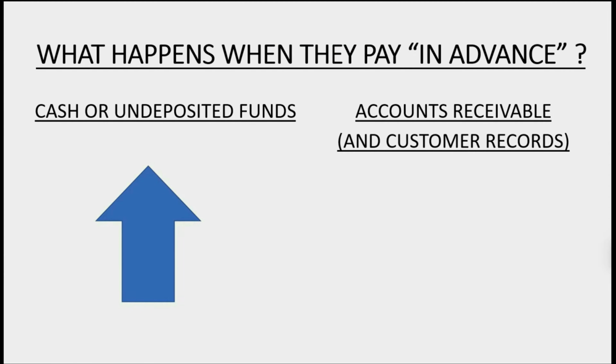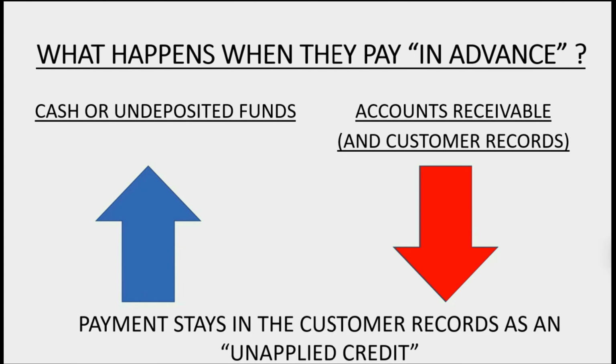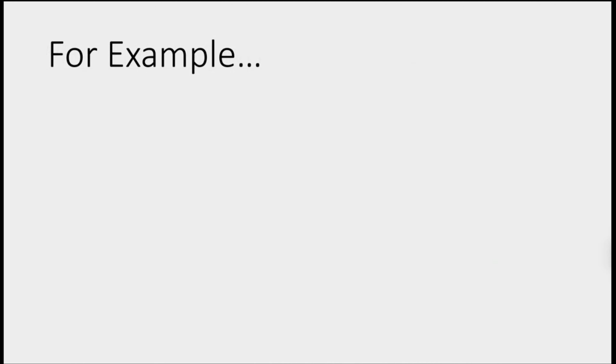So, what happens in the accounts when the customers pay in advance? If we get money from a customer, the bank balance goes up. The customer's balance goes down. And you could temporarily have a negative balance in the customer's account until the job is done. And the payment stays in the customer records as what we call an unapplied credit. And you saw an example of that in earlier videos.